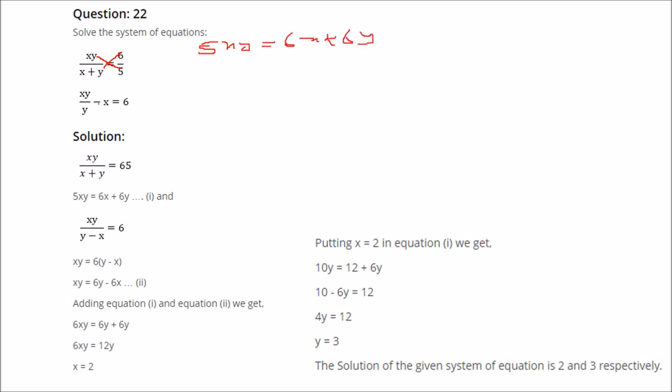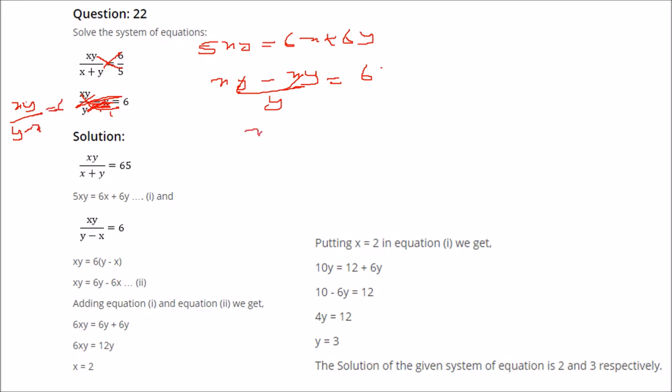What do you get here? See, if I take like this, so this will be xy minus xy, see, this is by 1. So you get xy minus xy by y equal to 6, and y will come here. So I just need to change this equation, because I'm getting a 0, so this is not a good equation. We'll just change this equation. Xy by y minus x equal to 6.